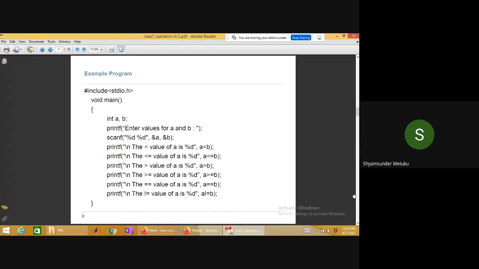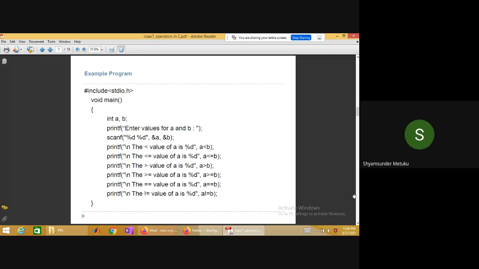True means percent d will be printing what? In place of percent d, what is going to be printed? True means for the computer 1 or 0? 1, sir. Yes, 1 is going to be printed. So the output will be: the less than value of A is 1. That is how it is printed. Is it okay or not? Yes, sir.